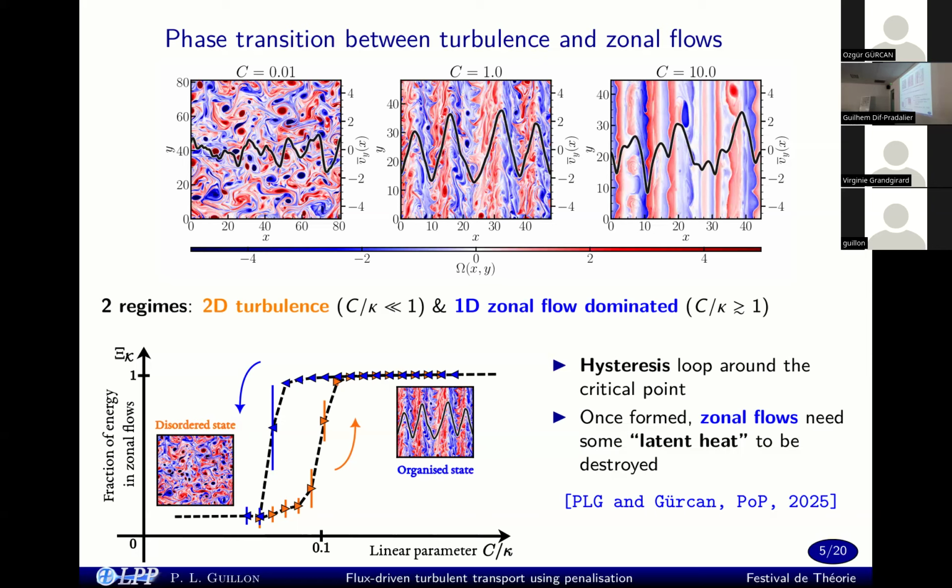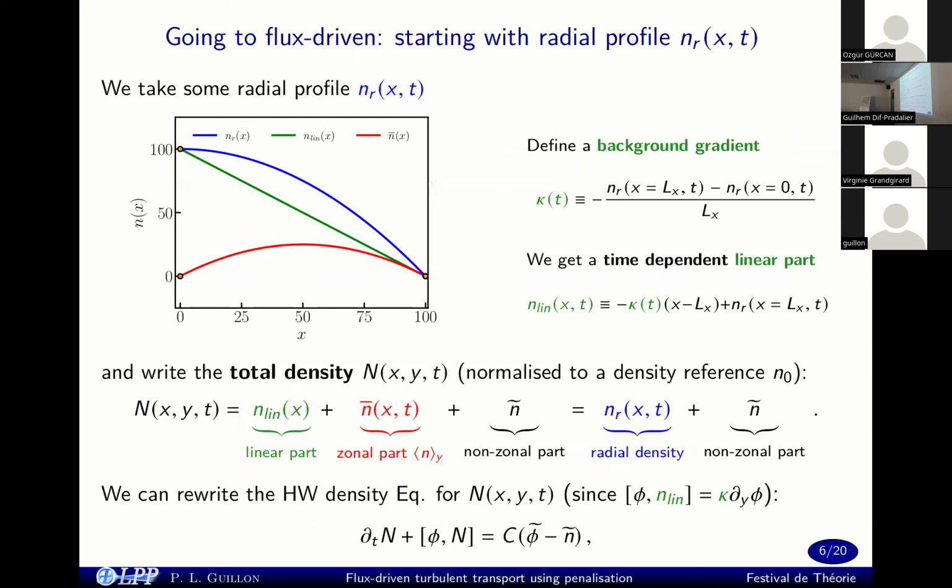And then when we decrease back C over kappa, we are able to sustain the zonal flows below the transition point. And our interpretation of this hysteresis is that zonal flows are like a crystalline structure, and we need some additional energy, some latent heat to melt the zonal flows, if you want, to go back into the turbulent regime. So it seems that the phase transition between those two regimes might be a first order phase transition. Okay, so that's it for the classical gradient-driven system.